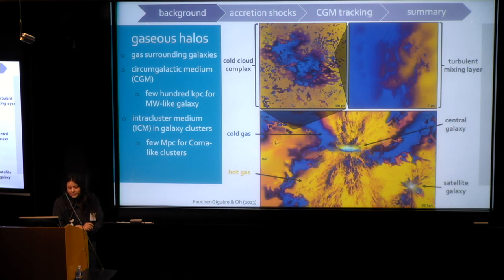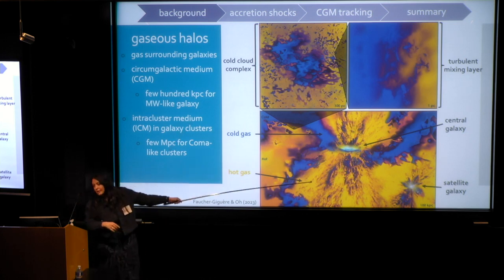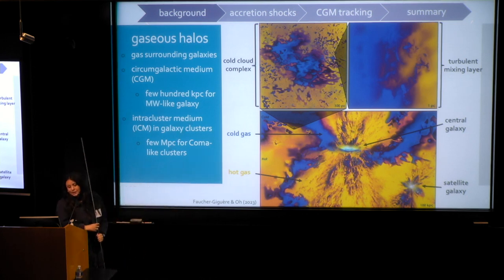Now, this figure here from a recent review that's really wonderful is showing the CGM around a simulated galaxy. You can see there are a lot of outflows coming out above and below it. The cold gas is mapped by the blue and the hot gas by this yellow-gold color. And this bottom panel right here is spanning 100 kiloparsec in size.